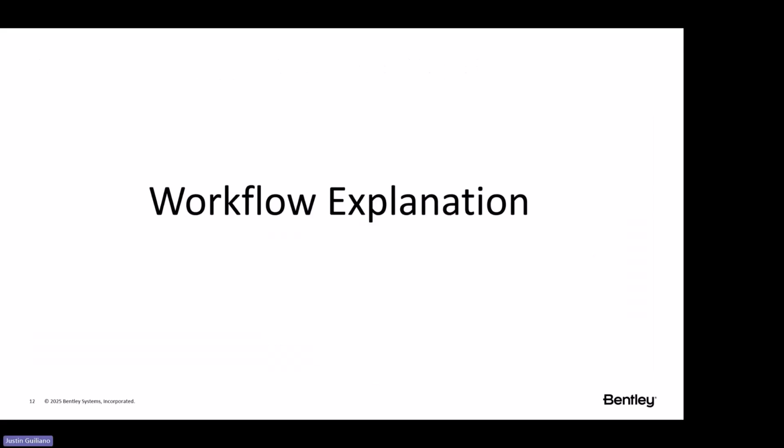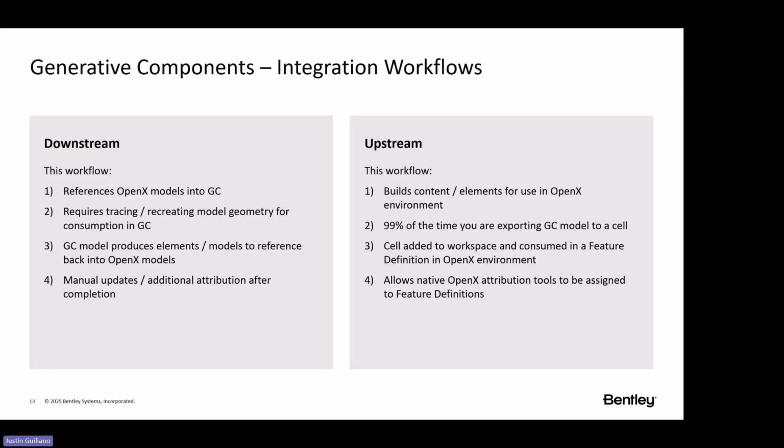All right, so let's talk about the workflows and how we actually can use this. We have two workflows: a downstream and an upstream. The downstream is going to require having your model referenced into GC. So basically you're consuming something that's already been built, whether it's a roadway corridor, a piece of geometry, anything. You want to decorate an existing corridor that you've done, so you're going to reference that in.